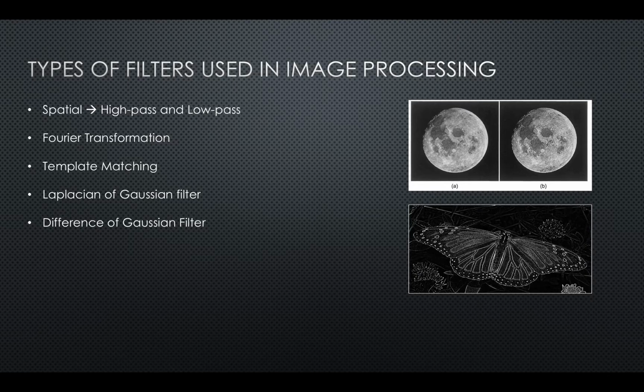As you can see from the image with the two moons, the image on the left is the original image, and on the right, you see the representation of the same image after a low-pass filter has been applied. And then, in the image right under it, the butterfly image, this is an image that has gone through a Laplacian of Gaussian filter.